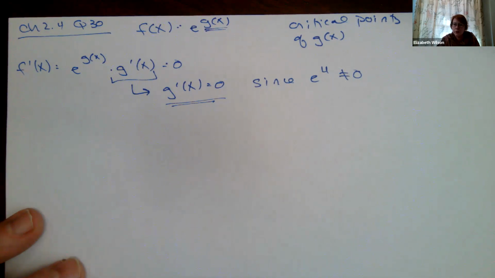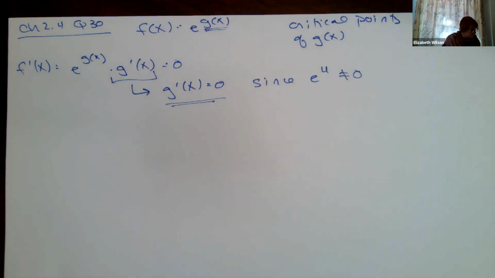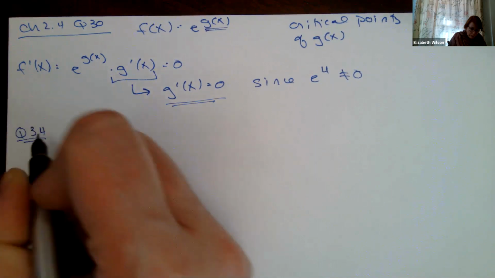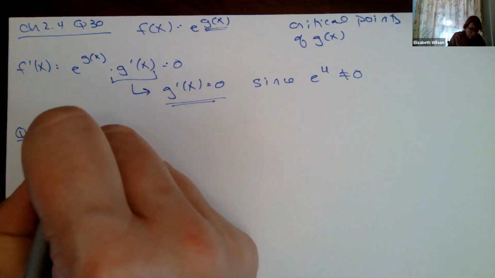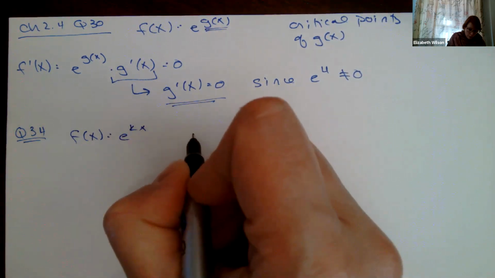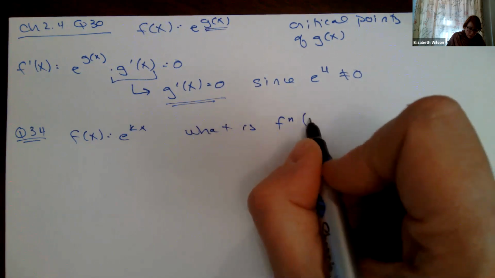Okay, so that was 2.4, question 30. Question 30 was the one a lot of people were asking about. Let's see, and 34 and 39, sure. Question 34. So 34 looks like f of x equals e to the kx. And what is f n of x equal to?